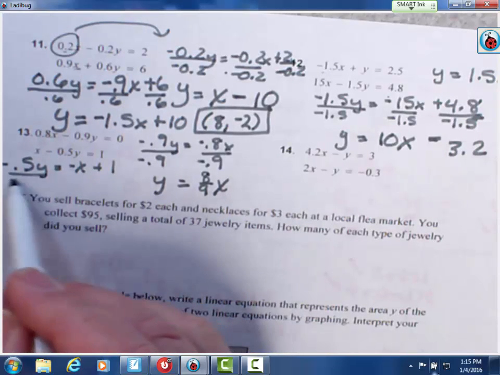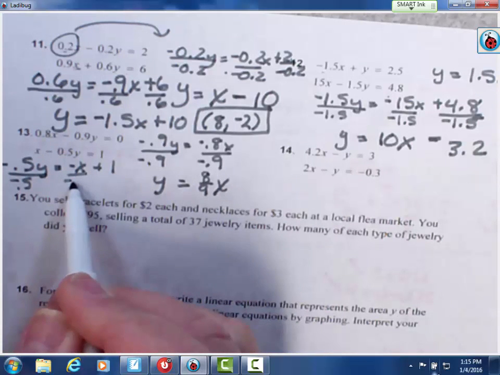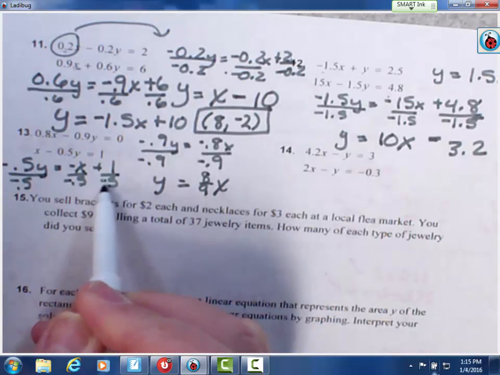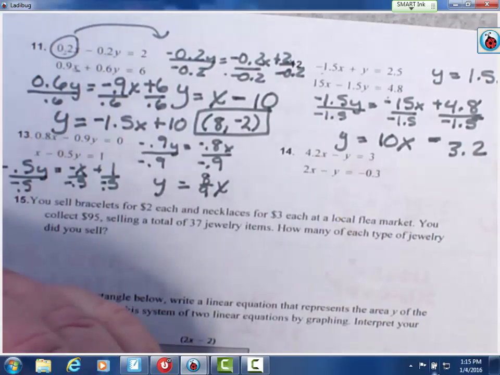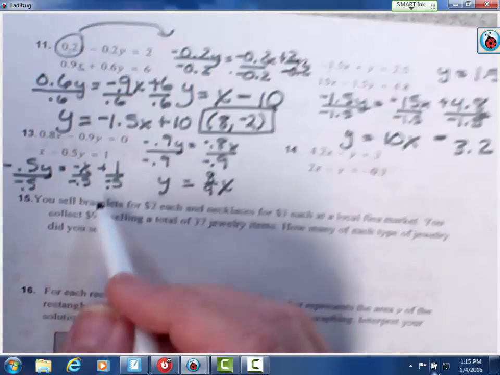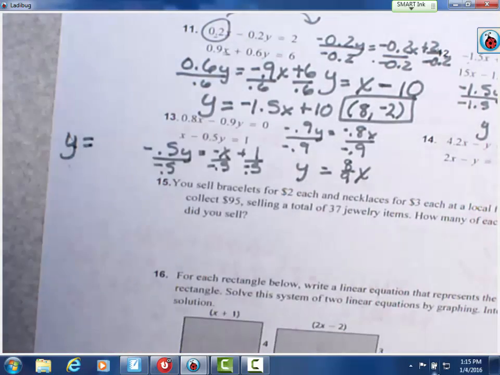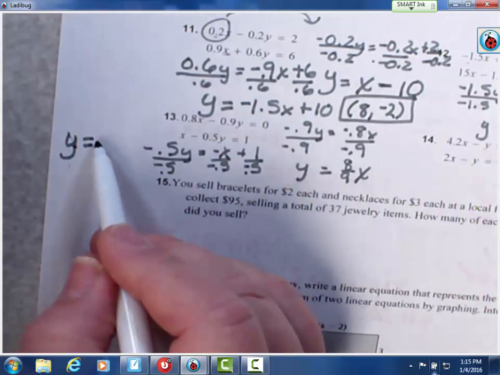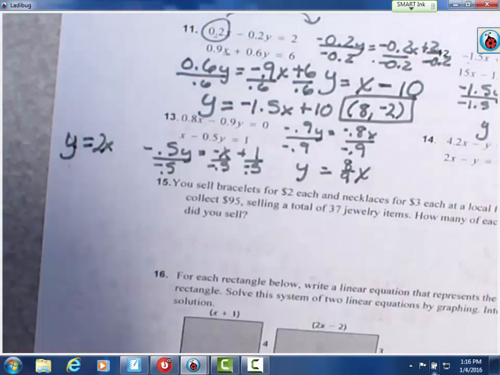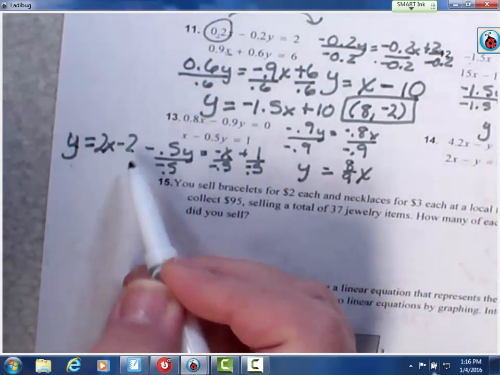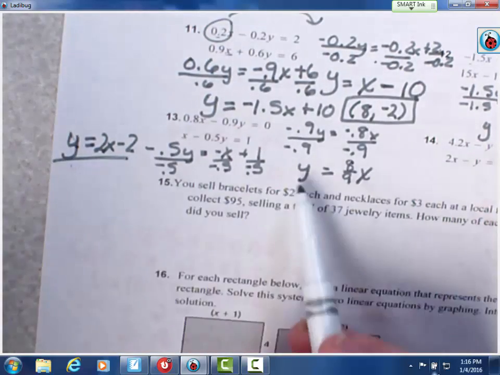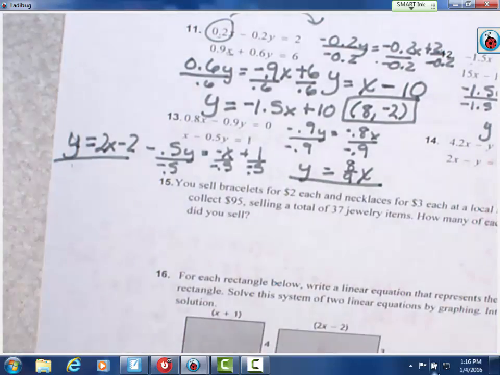And then here we'd have -0.5y equals -x plus 1. So we divide everything by -0.5. And we get that y. Let's see, where can I put this? Over here in the margin, I guess? Okay, so y equals -1 divided by -0.5 is 2. So 2x. And 1 divided by -0.5 is -2, so -2. There's our two equations that we can now put in our calculator's graph and see where they intersect.